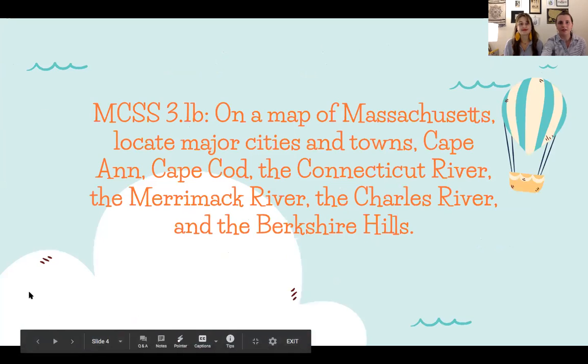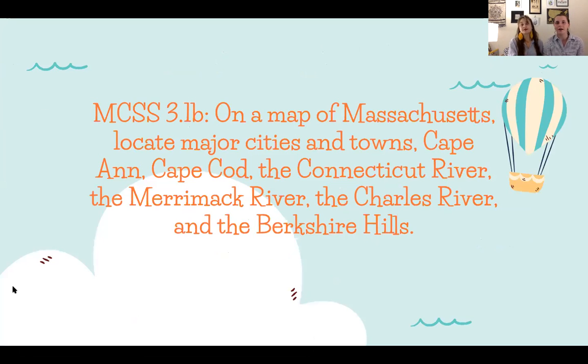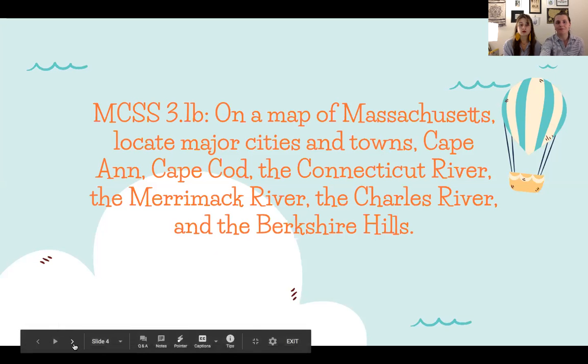Okay, so this lesson is based on the Massachusetts Common Core Standard 3.1b for social studies. On a map of Massachusetts, locate major cities and towns: Cape Ann, Cape Cod, the Connecticut River, Merrimack River, the Charles River, and the Berkshire Hills.